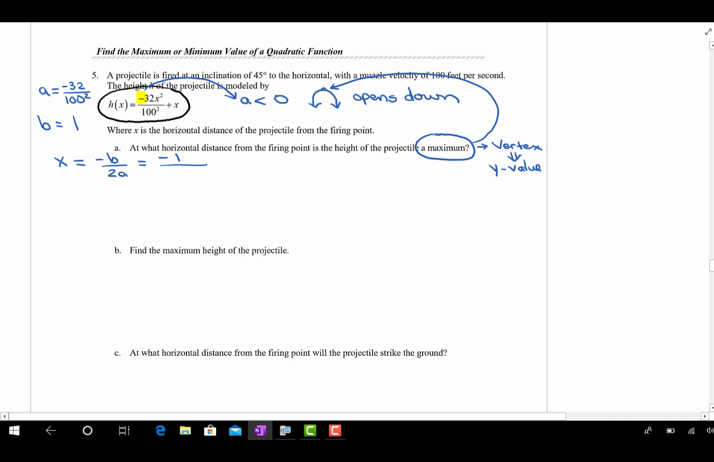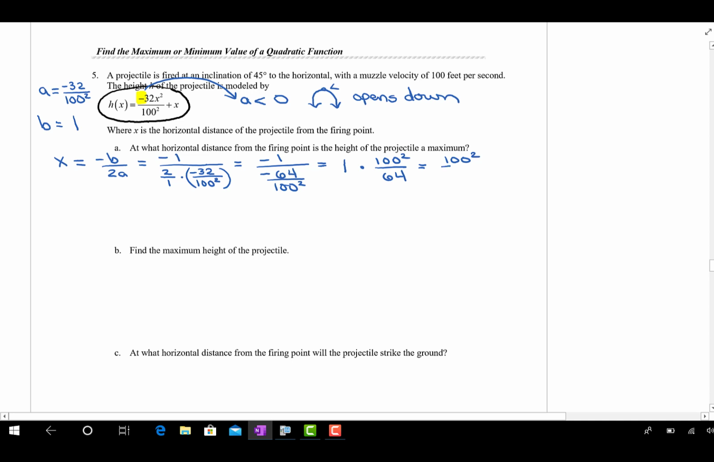This will be -1 over 2 times A. A is that -32 over 100 squared. Now we have to just simplify this complex fraction. I'm going to multiply by the reciprocal. A negative divided by a negative is a positive, so I'm not going to write those negatives down anymore. So we're going to get 100 squared divided by 64.